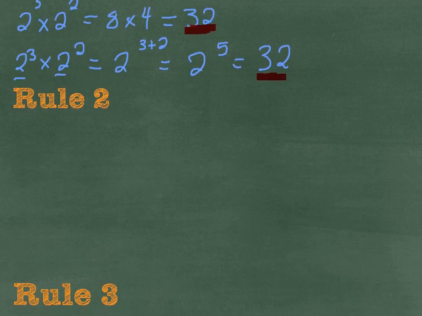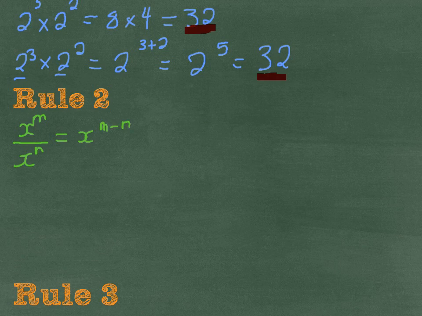Now rule number 2. Instead of multiplying, we're going to actually divide. So say I have something that looks like this. Here's my x, and again, some m exponent over another x with some n exponent. The rule states that when you have two numbers with the same base and they're being divided, you subtract the exponents to give you your answer. So here are some examples.